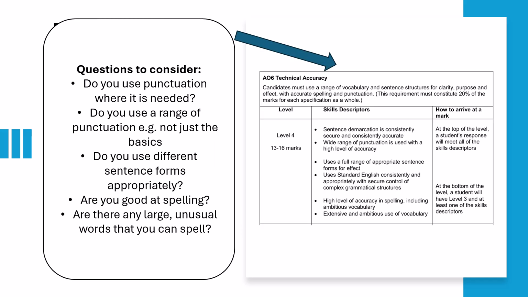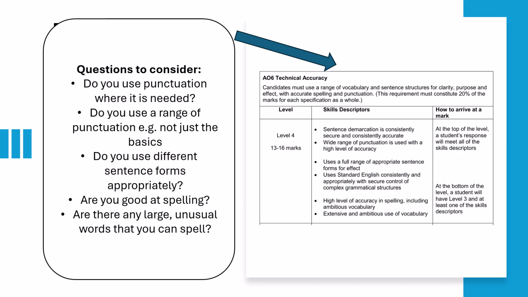Now if we take a look at AO6, this is for our technical accuracy. Again, it's quite complicated here, but if we can get up to this level, that's 13 to 16 marks, it will be absolutely fantastic to achieve for the creative writing. So here are a few questions to consider. Do you use punctuation where it is needed? Do you use a range of punctuation, not just the basics?